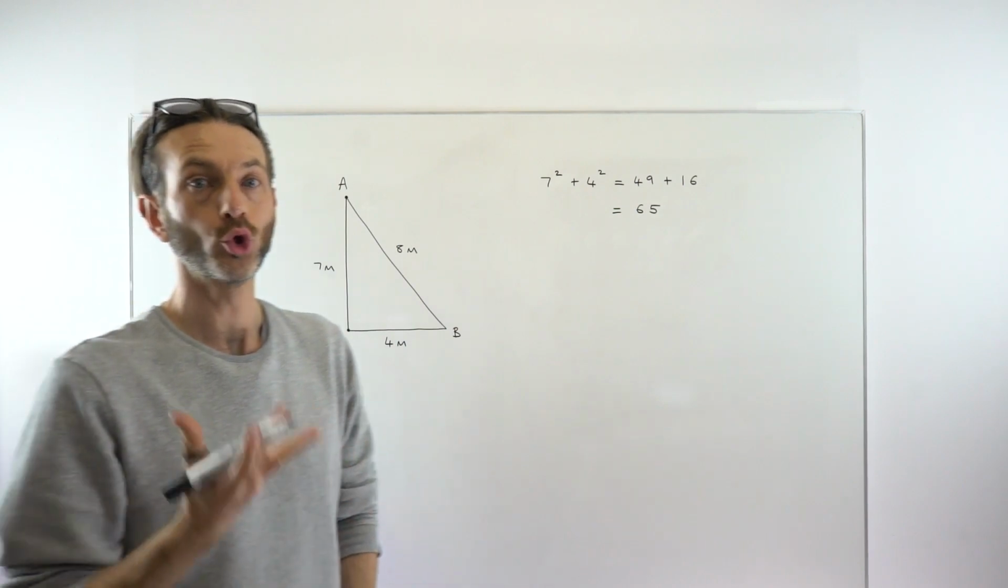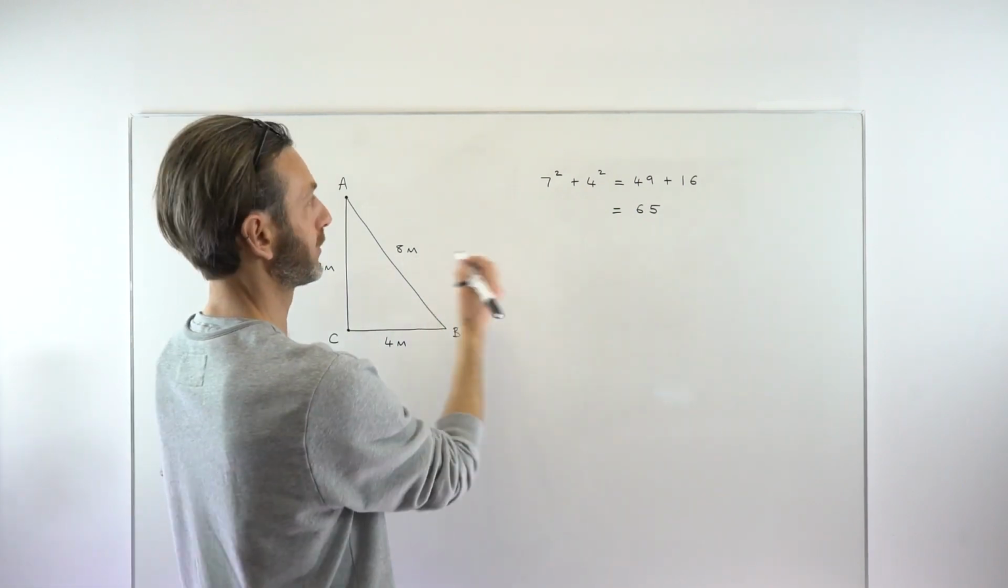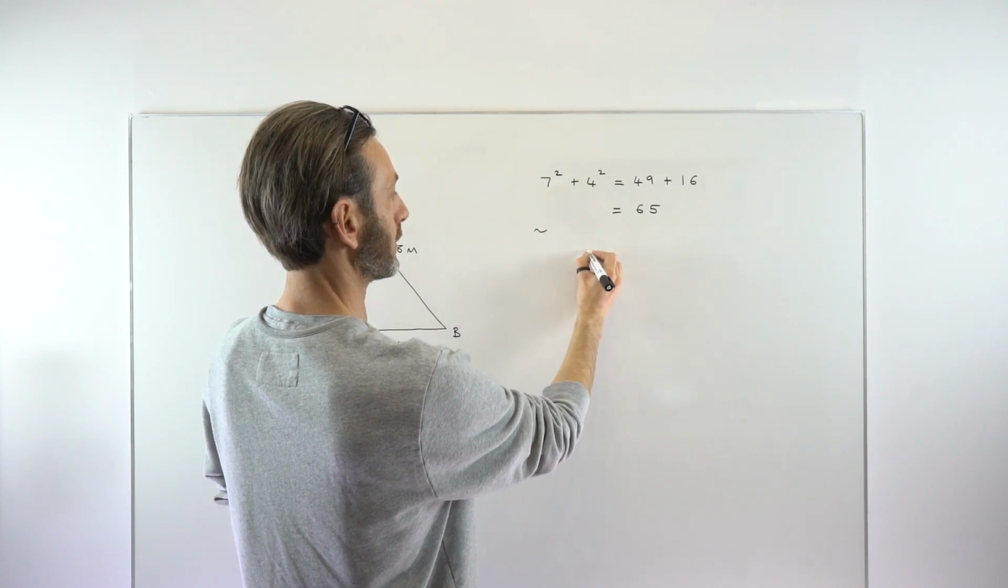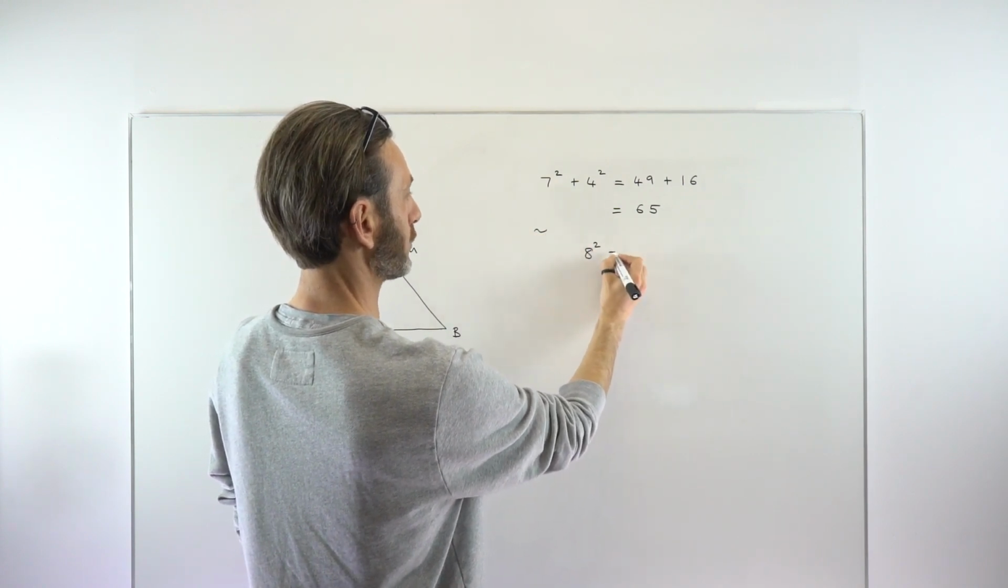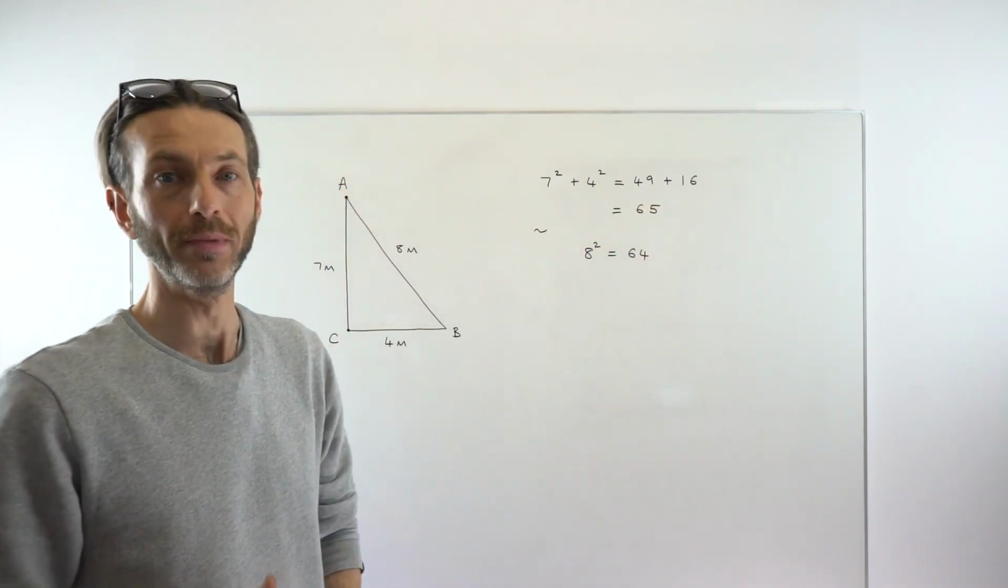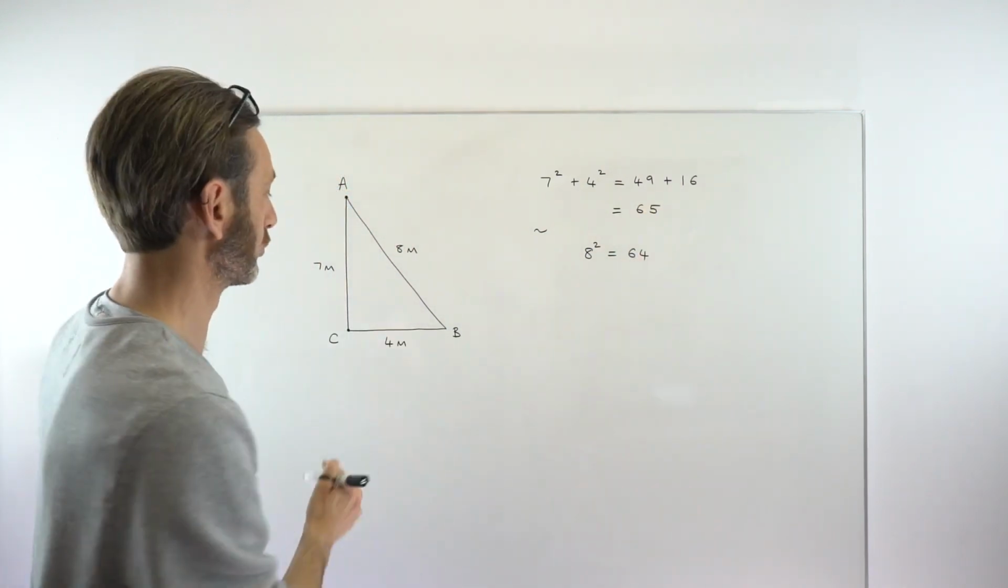Okay, so that would be the two short sides in the Pythagoras equation. The long side is 8, so we've only got one number to work with there. So doing this as a separate piece of work, 8 squared is 64. So you can see the numbers are not the same. That means that it's not a right angle triangle.